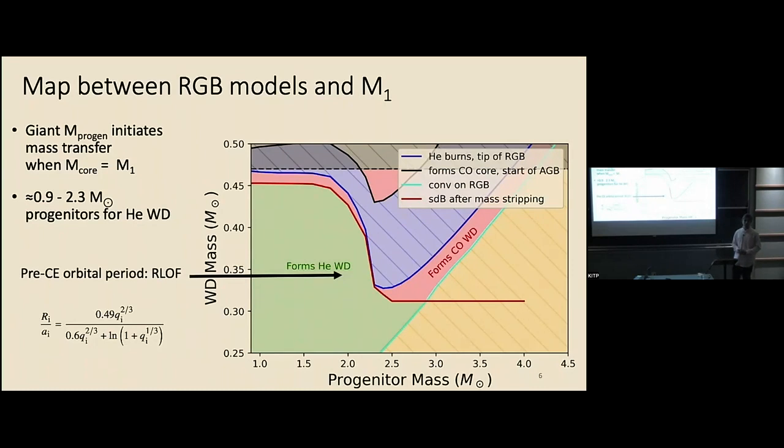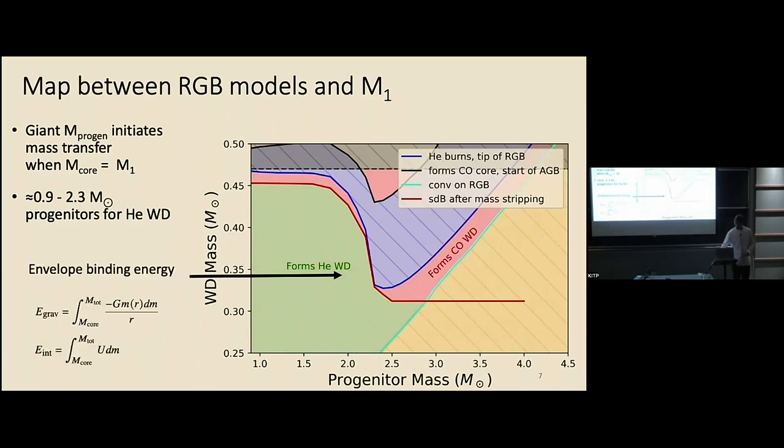We can determine the pre-common envelope period and therefore get the orbital energy as follows. We want to investigate a 2 solar mass model when its core equals 0.35 solar masses. And from the pre-common envelope criteria, that model will initiate mass transfer when its radius equals its Roche lobe radius, when the radius of the giant equals the giant's Roche lobe radius. Then we can use this equation relating the Roche lobe radius to the orbital separation depending on the mass ratio Q, to finally relate the radius of the star to the orbital separation.